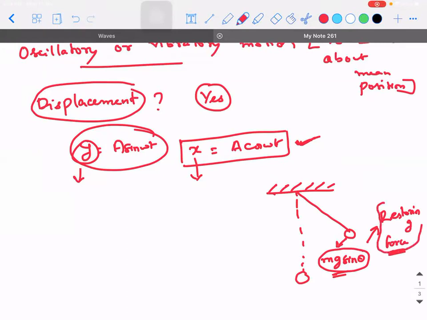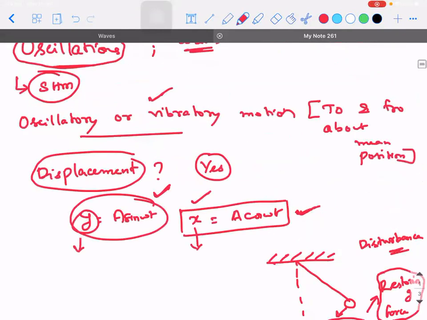But remember, a restoring force will come into picture only when a disturbance is created. If the particle is at mean position, there is nothing to be done. When the particle is displaced from the mean position, you have created a disturbance. Once the disturbance is created, the restoring force comes into picture. Once you release the object, the restoring force will try to put it in an oscillatory motion, where it has a displacement with respect to its mean position. All the displacements are measured with respect to the mean position. That is what oscillation is.